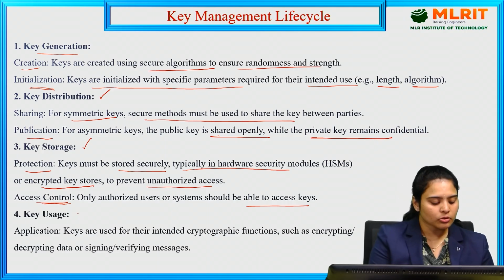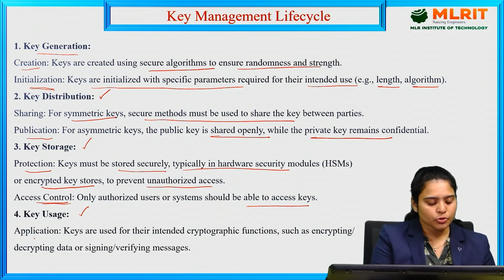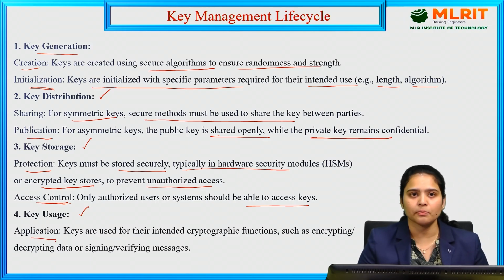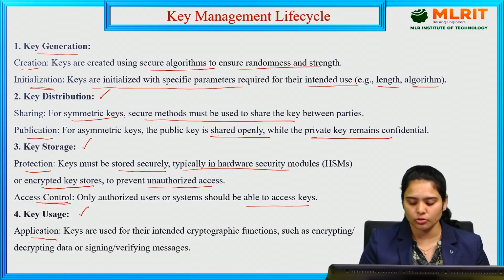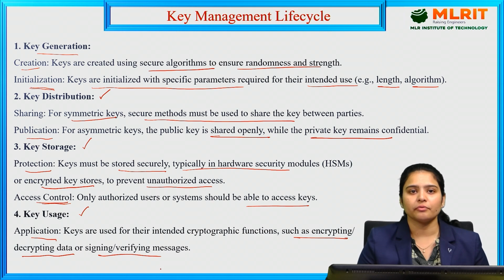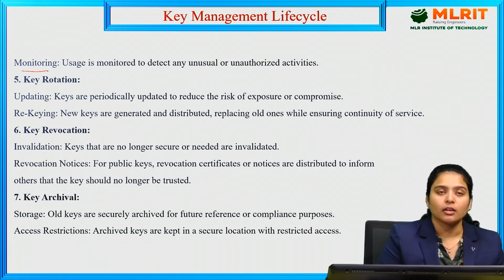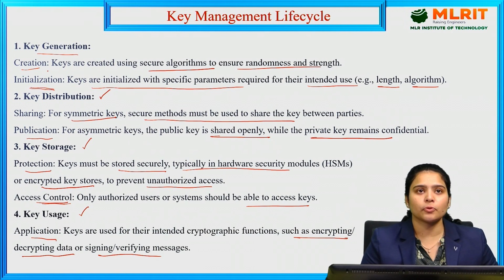The next, fourth type is the key usage process. In this key usage process, the first one is application. In the application, the functions are encrypting and decrypting data, or signing and verifying messages. These four things are done in the application of the key usage process. The next one is monitoring. The key usage process has two types.